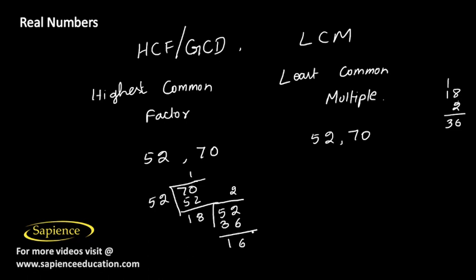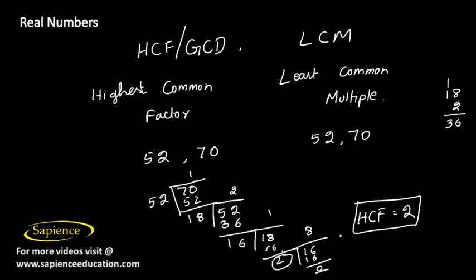and we will get 16 as a remainder. Now again we will divide the previous divisor with this new remainder, and we will get a remainder of 2. Again using this as the divisor, we got a remainder 0. When we get 0, the divisor which we have last used will be the HCF. So in this case the HCF is equal to 2. This is how we find HCF by using the long division method.